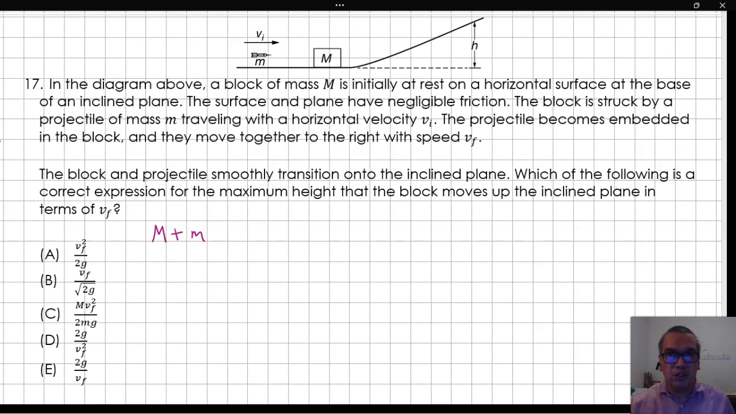At the beginning, the object shows only kinetic energy, which transforms into gravitational potential energy as it slides up the plane. At the highest point, all kinetic energy has transformed into potential, and we have K at the beginning equal to Ug at the end. This means 1/2 (m plus m) vf squared is equal to (m plus m) gh.